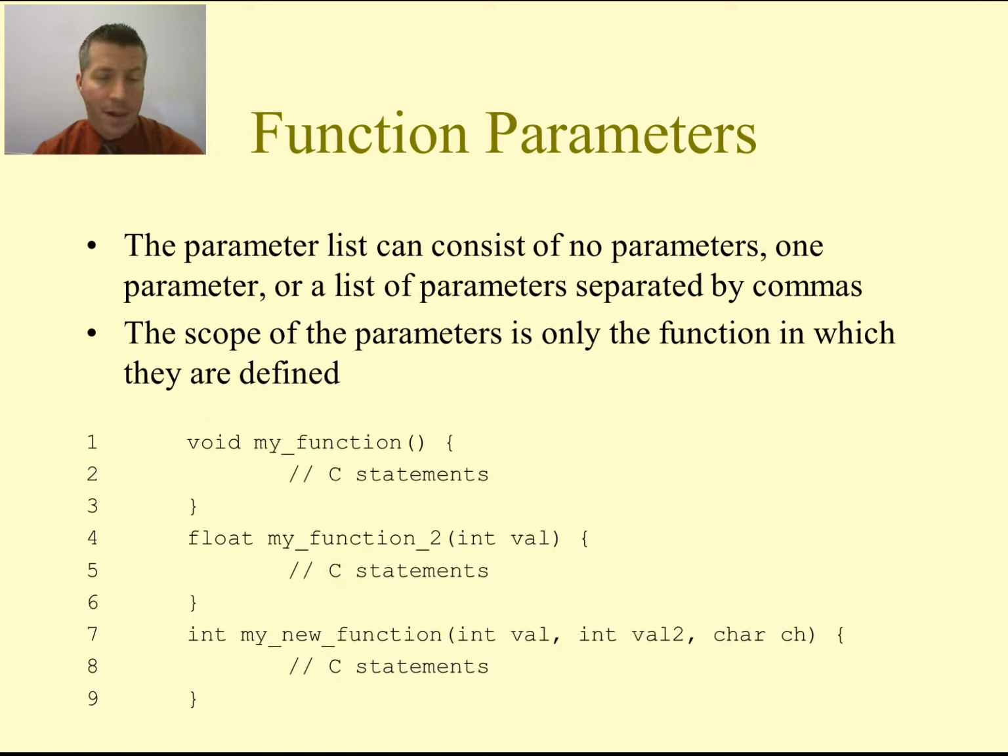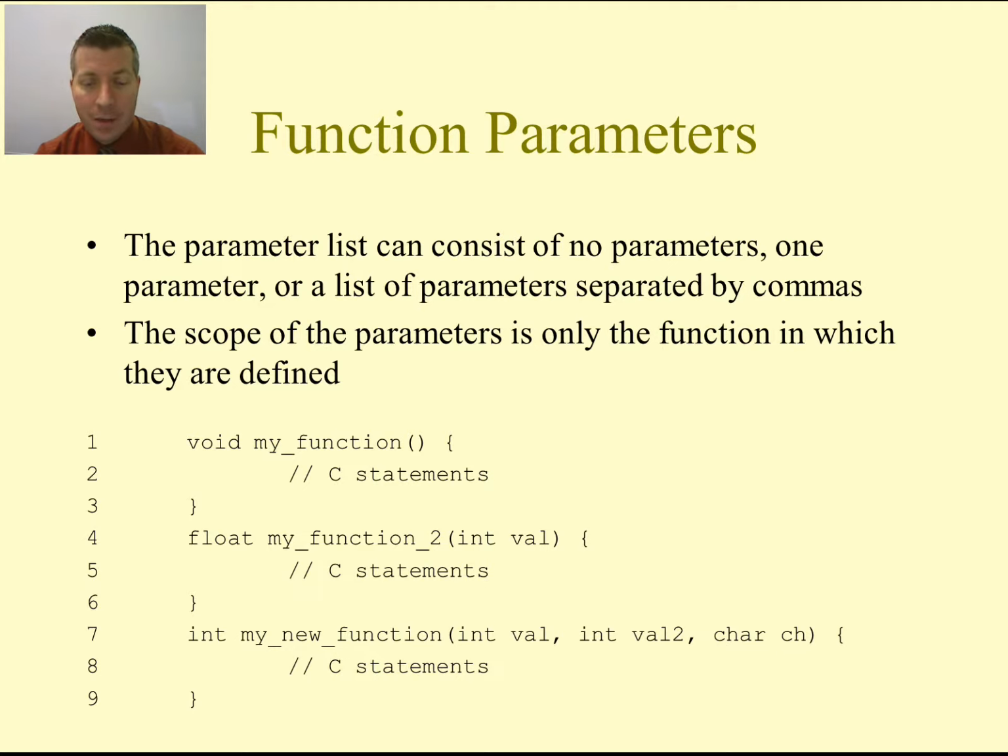Parameters: we can have no parameters, one parameter, or as many parameters as we want passed into a function. If we have no parameters, it will look like what you see on line 1 below. You're just going to have the parentheses with nothing inside of it. This is how we've written our main function so far.